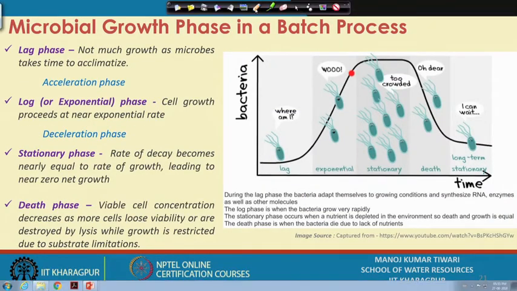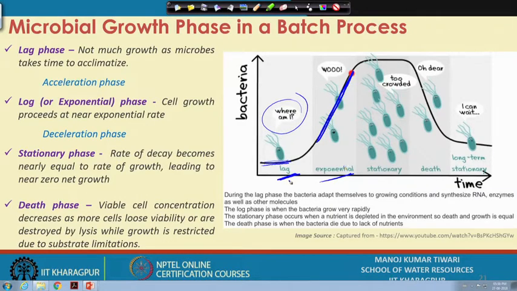So, what happens is something like this: initially, when the bacteria is introduced, it says, where am I, what has happened to me, in which medium am I. So, it tries to get acclimatized and you will not see much growth during that period. This is called lag phase. Then once it realizes that there are favorable conditions, all the nutrients and food are available, it grows very rapidly, and that growth is near exponential. So, we call that exponential growth phase or log phase.